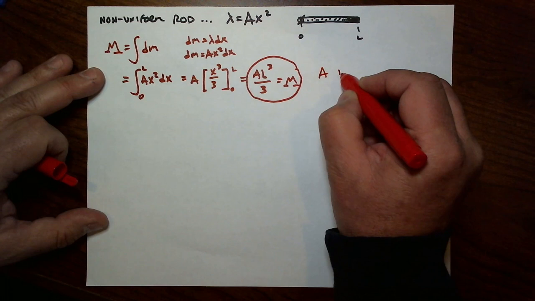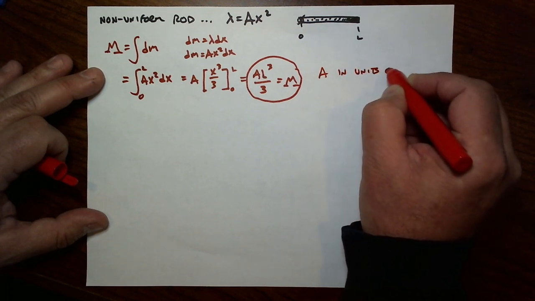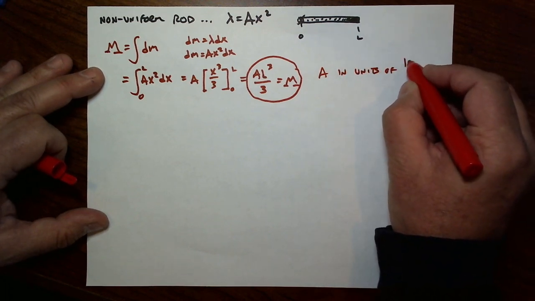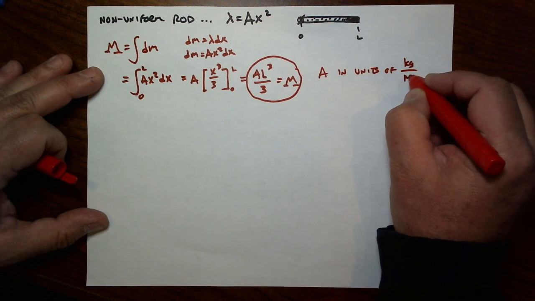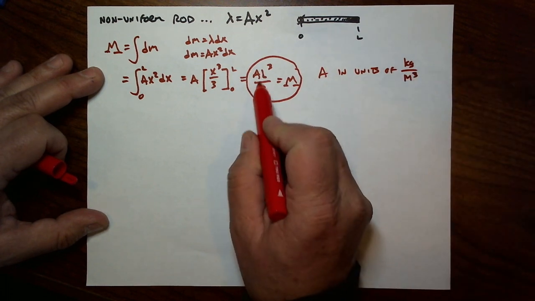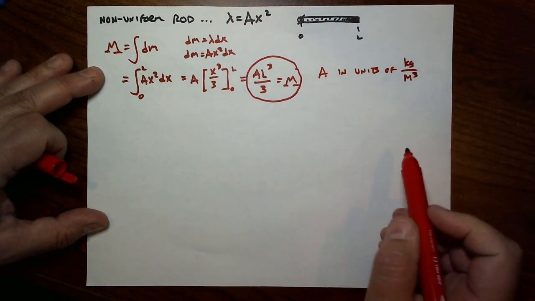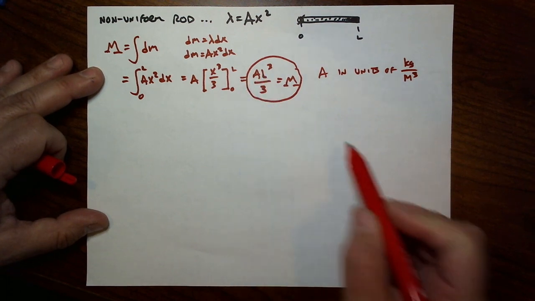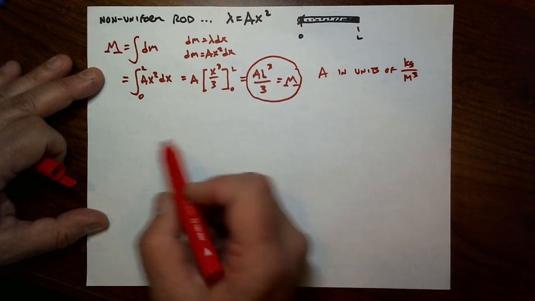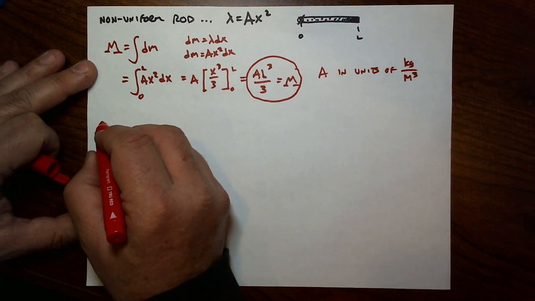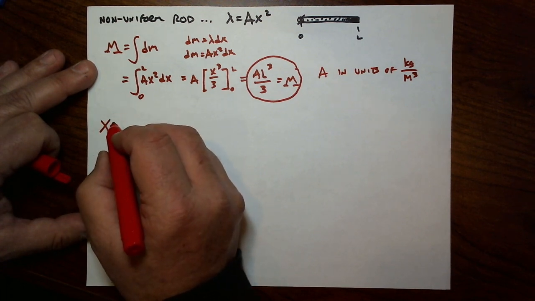So A in units of kilograms per meter cubed. That's the only way this is going to work out to give us a kilogram answer, right? 3 doesn't have any units, but this top has to work out to be kilograms, so that's how it has to happen. All right, let's do the x center of mass.